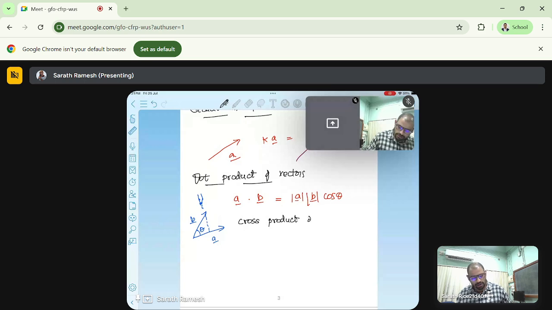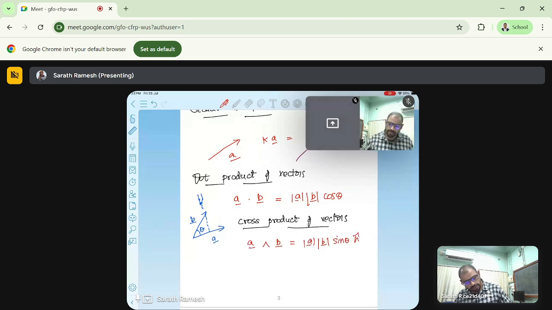If you want the geometrical meaning, the magnitude of the cross product of two vectors gives us the area of the parallelogram. Okay, this parallelogram. And again we have the box product, the final one.